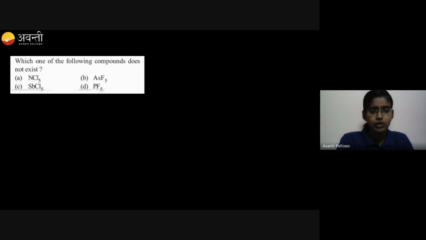Which of the following does not exist? By looking at the options, we can get the answer so easily. You don't have to think for it. Answer is option A. Why? Because nitrogen can form only 3 bonds, maximum 4. But in option A, it has 5 bonds with chlorine. So that is not possible. So that compound doesn't exist. Okay, so that's all for group 15.